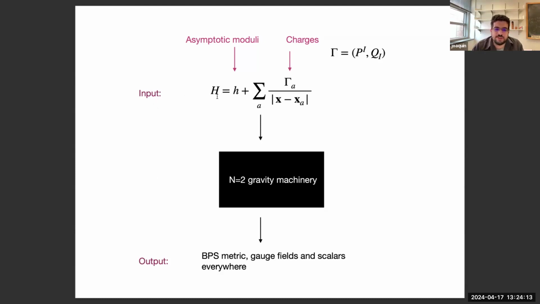What they take as an input is these harmonic functions h. So you are given harmonic functions, essentially 2nv plus 2 harmonic functions. You put them in this n equals 2 machinery, and the output is a BPS metric, the gauge fields and the scalars everywhere. And the constants in these harmonic functions are the heterotic moduli, and the residues of these poles give you the magnetic and electric charges measured in each center. And this interpretation you get from writing the gauge fields explicitly.